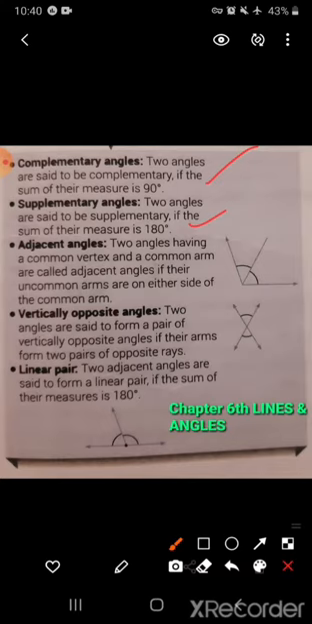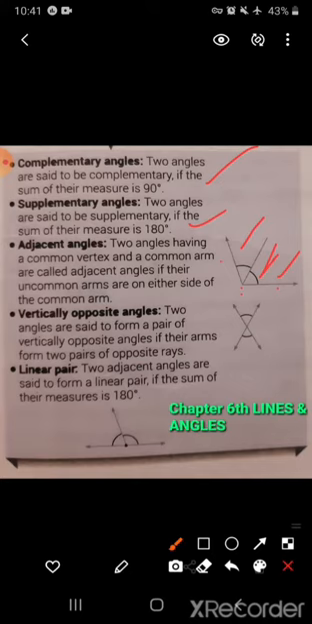Again, if the sum of any two angles given to you comes out equal to 180, then we say they are supplementary to each other. Adjacent angles. Now, two angles having a common vertex and a common arm. Here is the common vertex and this one is the common arm. They are then called adjacent angles. This angle and this angle are said to be adjacent angles if their uncommon arms are on either side of the common arm, meaning these two arms are on either side.